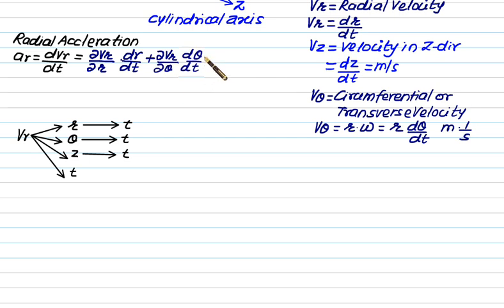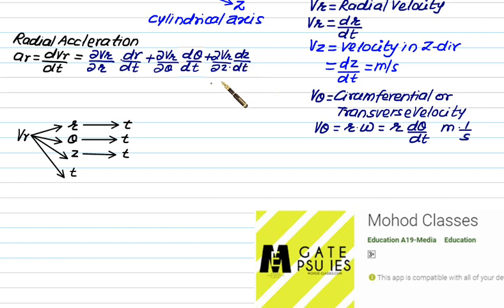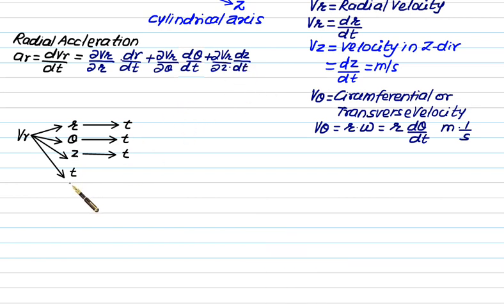Now confirm here that each term is meter per second square. So dr and dr will cancel out, we have meter per second square. Del theta cancels out, we have meter per second square, plus we have del Vr by del z into dz by dt, and one more term, because of unsteadiness we have to write one more derivative, that is equal to del Vr by del t.